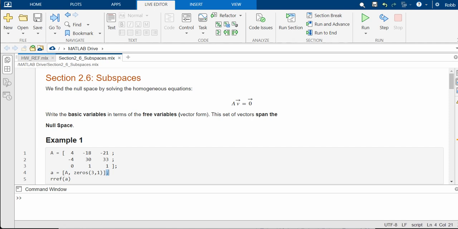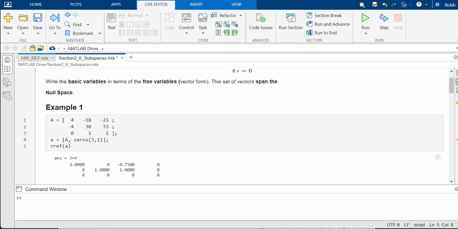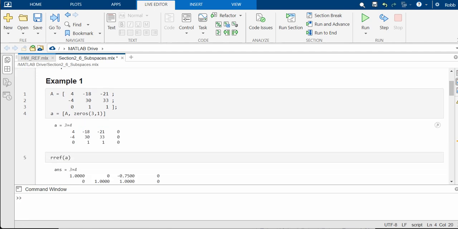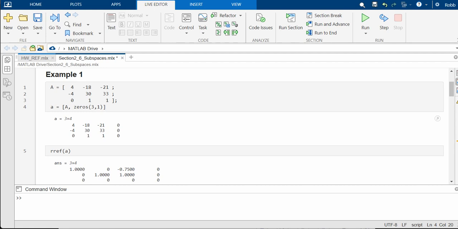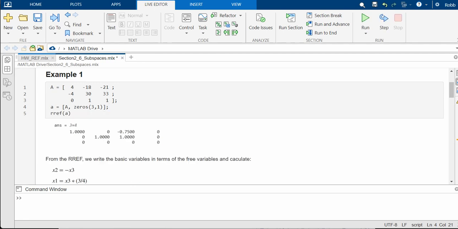And notice, because I have semicolons at the end of these first two commands, they won't generate any output. If I take the semicolon off, you'll see that it shows the augmented matrix, and then it shows the row reduced form of the augmented matrix. And you can verify that that augmented matrix is in fact the one that we were wanting.